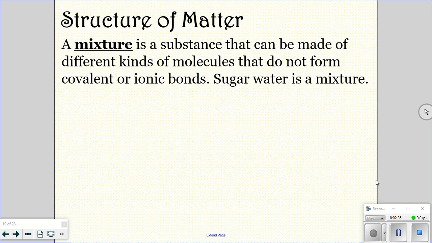Your mixtures are substances that can be made of different kinds of molecules, but they don't form covalent or ionic bonds. So sugar water is a mixture. It may be difficult for you to do at home, but it is possible, once you mix your sugar and water together, to separate them out. You can evaporate the water and you're left with the sugar.